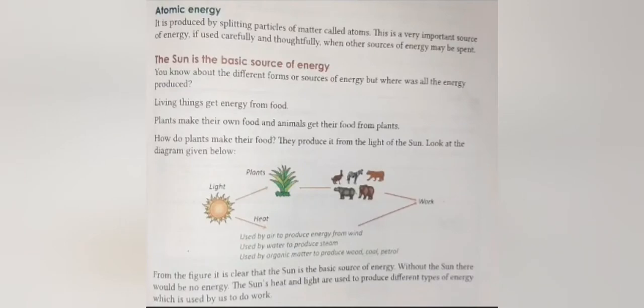So the last form of energy is atomic energy. Atomic energy is the energy which we get from atoms. The atoms are the smallest particles of the matter. So it is the energy which is produced by the splitting of particles of matter called atoms, and it is a very important form of energy, but only if it is used carefully, otherwise it can be very dangerous. So atomic energy is the energy which we get from atoms.